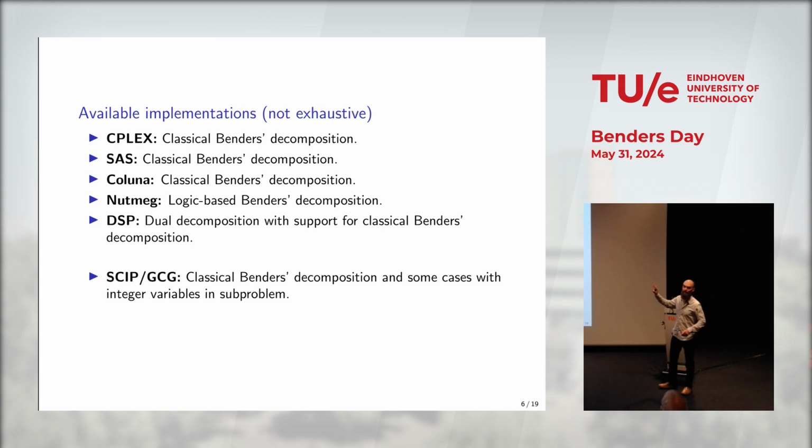So there are these implementations available. That's where my question comes from. We've got all these implementations and people have made them public. So why should we use them? Why aren't we using these? Why are we implementing Benders ourselves?